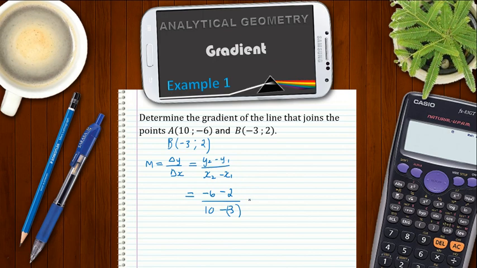Alright, and then we just simplify that. You can, at this stage, type it in the calculator just like that, or you can just continue and simplify it. This is minus 8, and this becomes 10 plus 3, so this is then over 13. So that's my answer for the first example.